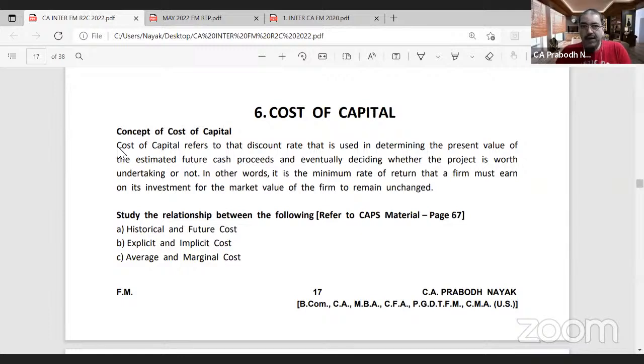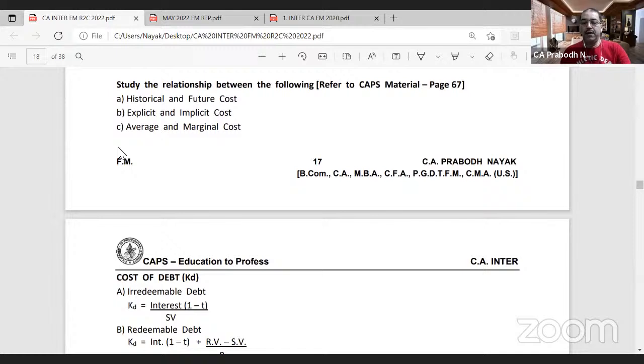Relationship. Normally, you can expect a question on this as a daily question. And as I told you earlier, in my lectures, normally they ask you daily questions on this particular part in pairs. They will not only ask you historical, they will ask you historical and future pairs. So it normally comes in pairs. Then explicit and implicit cost, then average and marginal cost. Okay, so those things have been already covered by me during the lectures. So you can refer to the CAPS material, page 67.